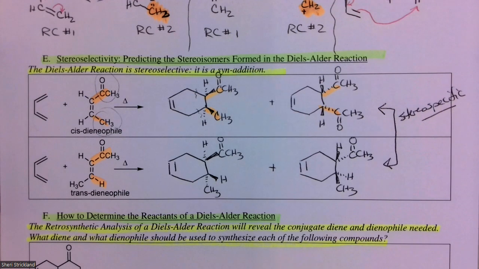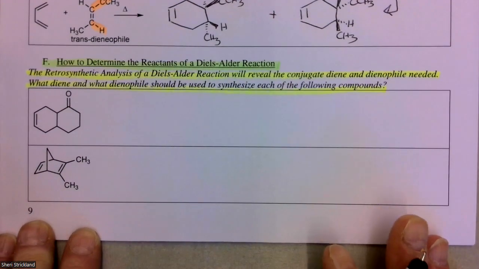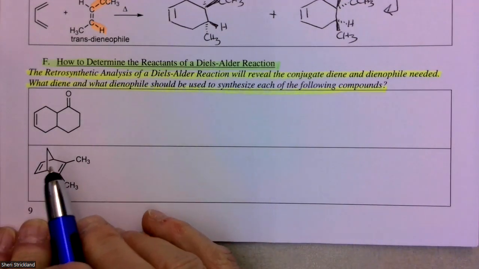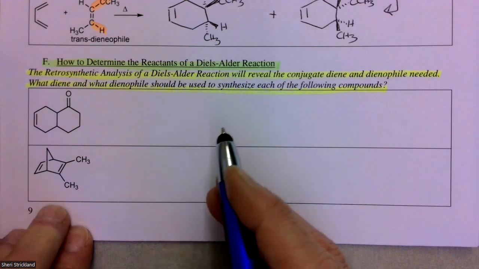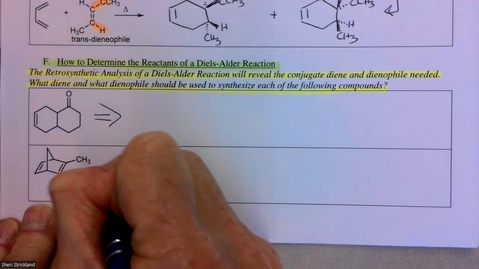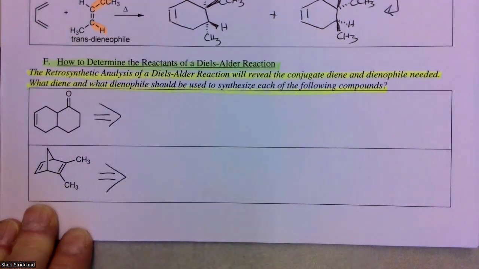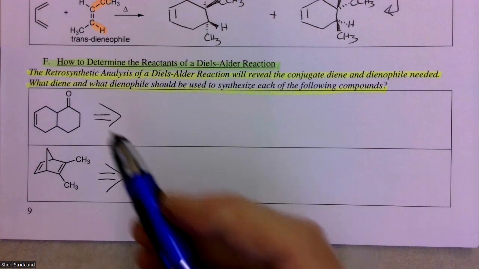All right, one other thing I want you to be able to do is to go backwards and look at a product that has a 6-membered ring in it and ask, what diene and what dienophile should have been used to synthesize each of these? So I'm going to use that open arrow that indicates walking backwards one step. And so now I'm going to do some color coding. All right, let's look at the first one.